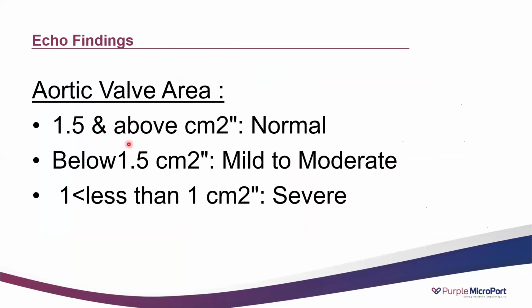As I was telling, in an echo report, if the aortic valve area is 1.5 centimeters square and above, it is normal. There is no stenosis. If it is below 1.5 centimeters square, it is mild to moderate. 1 and less than 1 is called severe aortic stenosis. You will get these measurements on an echo report, 3D echo report. Aortic valve area and effective orifice area, don't get confused. It is the same thing. More than 1.5 is normal, below 1.5 mild to moderate, less than 1 severe.